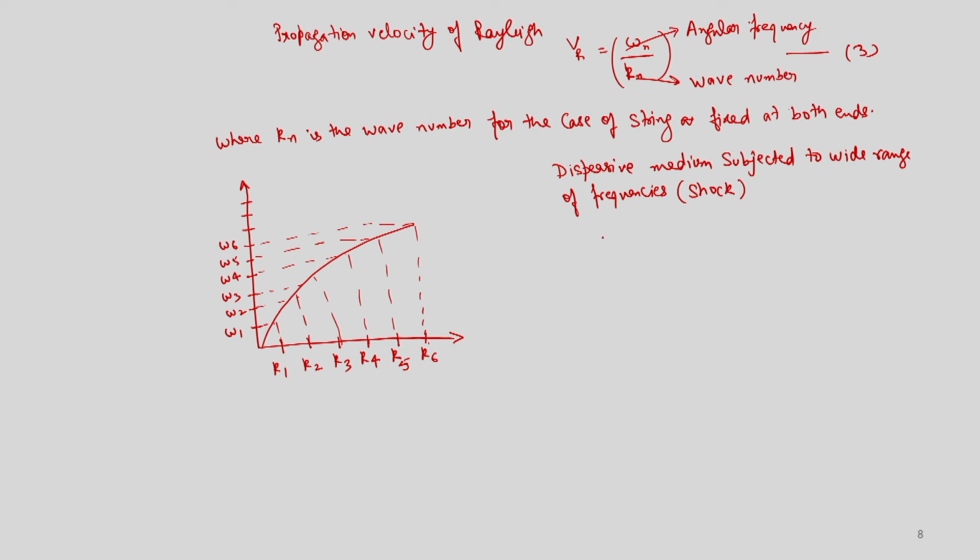So, consider for example, in the case of a 6 layer system or a 5 layer system, n equals 5. Your V5, the Rayleigh wave velocity at layer 5, will be omega 5 over K5, which will be lesser than, as per the figure, V3, which is omega 3 over K3.